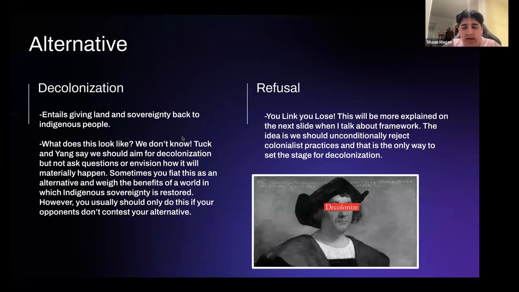So this is what you see in a lot of other types of critiques. If you know about the capitalism kritik, for example, your alternative is to sometimes embrace communist practices, socialist practices, whatever. In the case of Settler Colonialism, it's decolonization. Generally, this would probably entail something like giving land back to indigenous people, and their sovereignty, which would basically be just like the government going away. However, usually you will never see a team specify this because decolonization is a very broad concept.